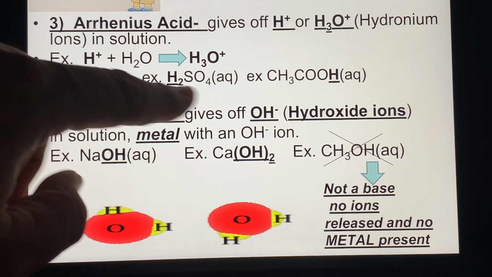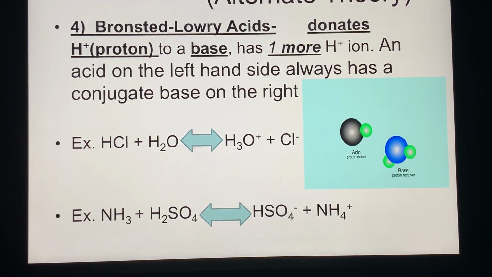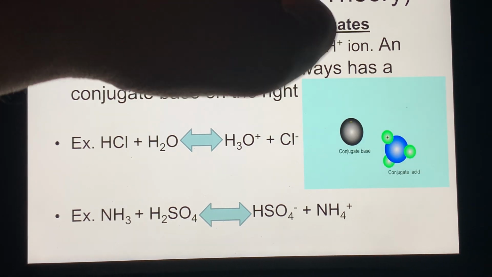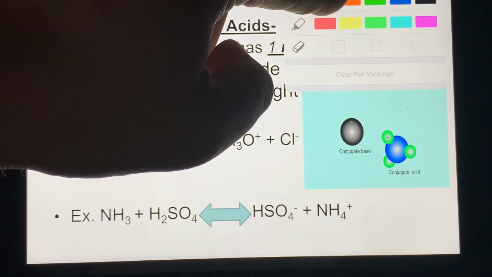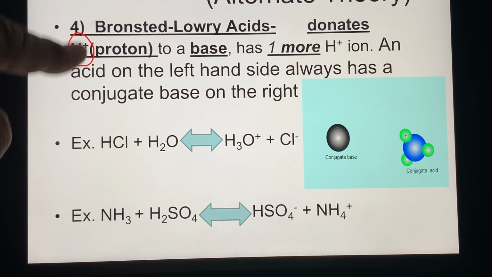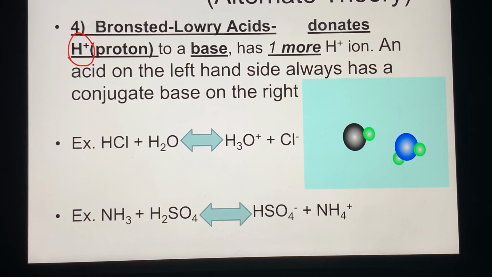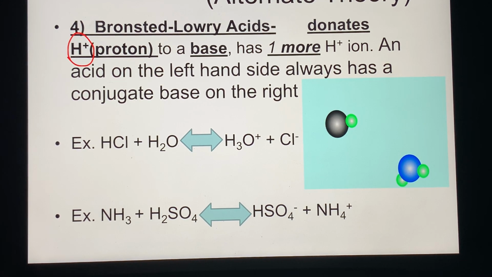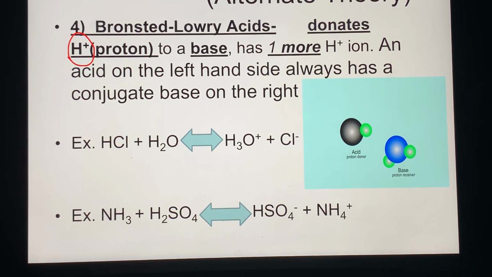Bronsted-Lowry acid. Okay. Now, it tells you over here, Bronsted-Lowry acids donate a proton. Okay, a proton's H plus, basically, a positive charged particle, to a base that has one more H plus. An acid on the left-hand side always has a conjugate base on the right. All right, let's make this easy now. This is what it's saying, basically.